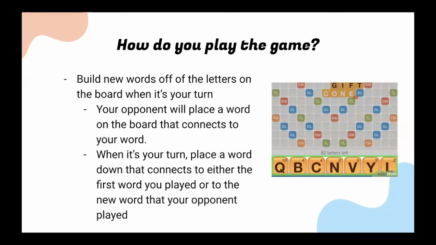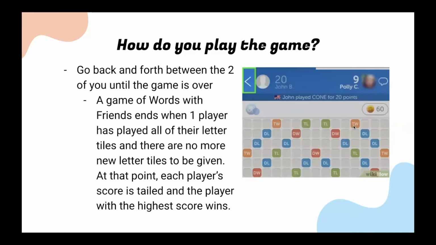You can build new words off the letters on the board when it's your turn. Your opponent will place a word on the board that connects to your word. When it's your turn, place a word down that connects to either the first word you played or the new word that your opponent played. So you go back and forth between the two of you until the game is over.